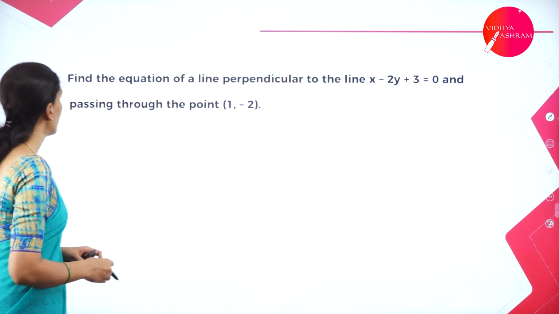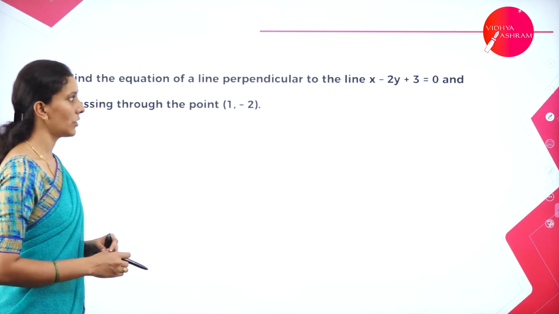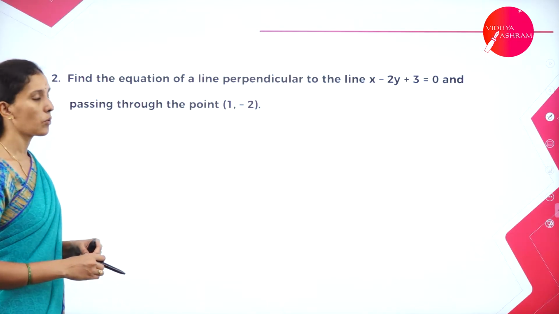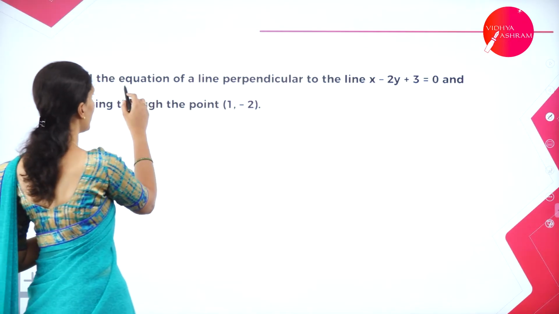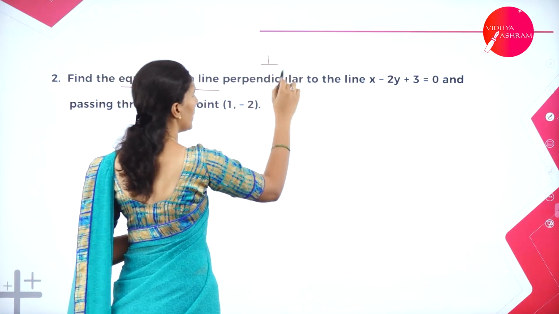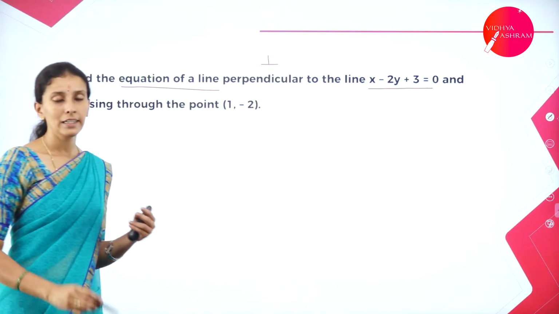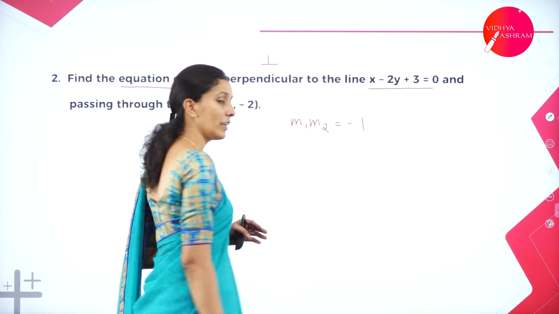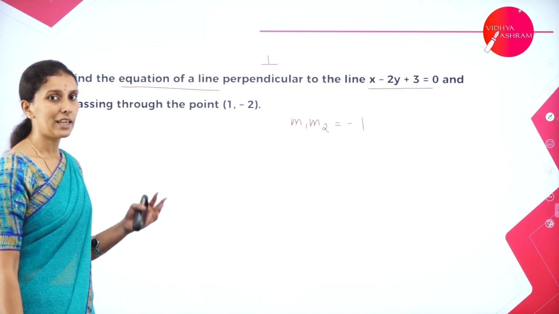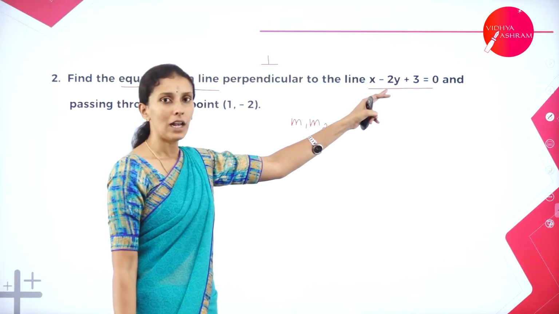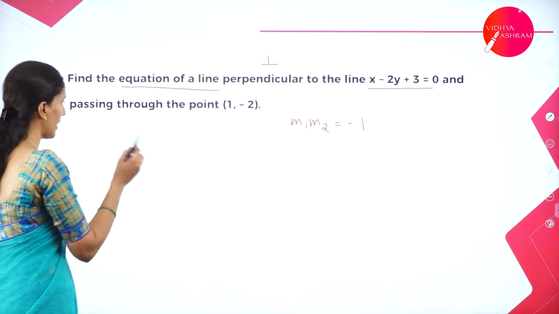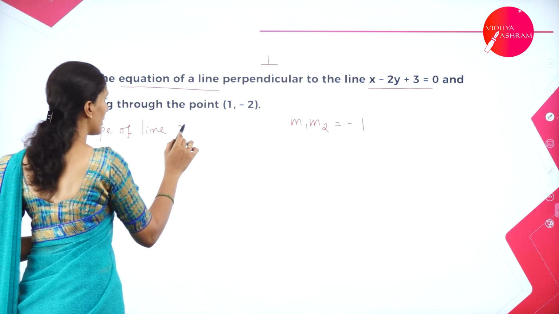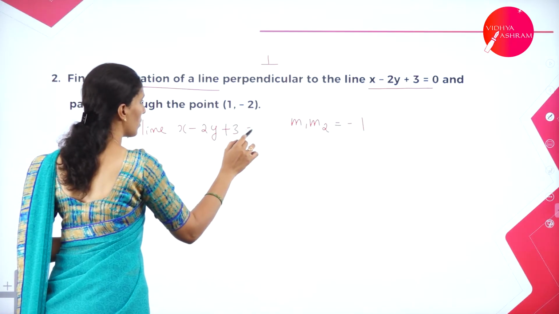Next question. Find the equation of a line perpendicular to the line x minus 2y plus 3 is equal to 0 and passing through the point 1, minus 2. We have to find the equation of a line which is perpendicular to this line. Again, the concept of m1 m2 is equal to minus 1 is used. To find the slope of the given line, since I have a line here, I can find the slope of the line. So therefore, slope of line x minus 2y plus 3 is equal to 0.